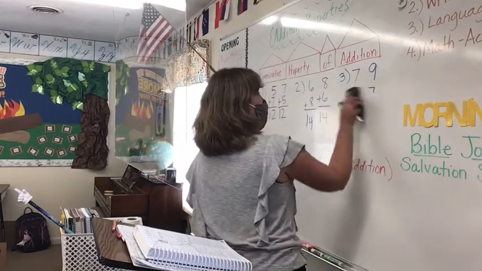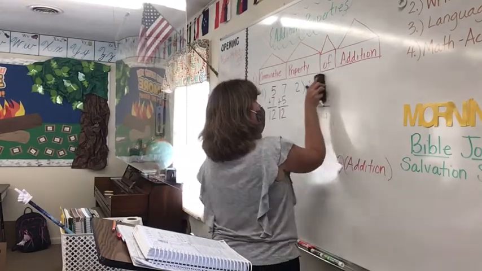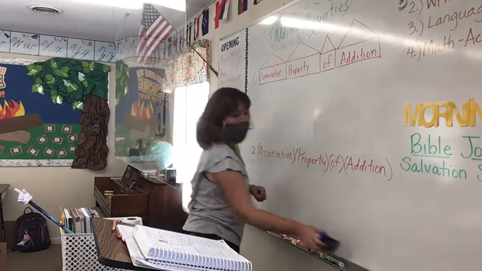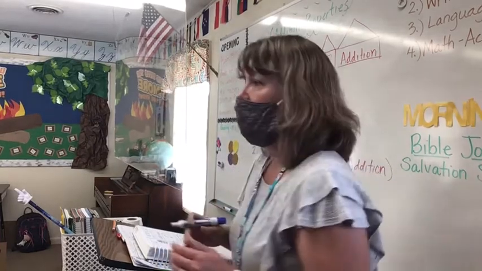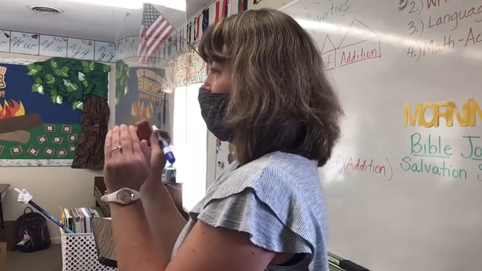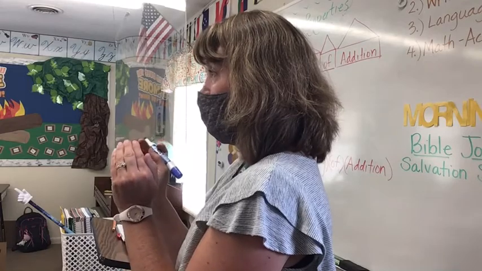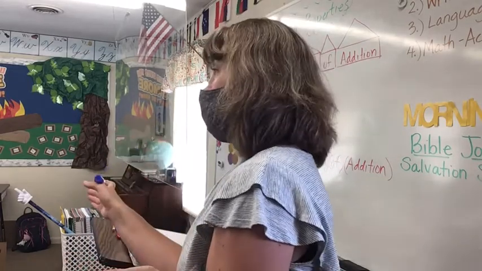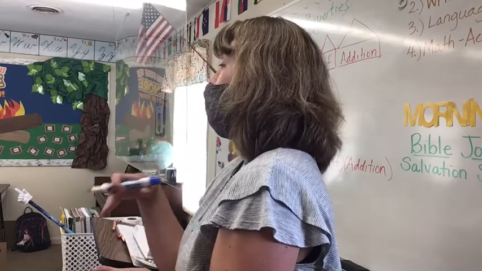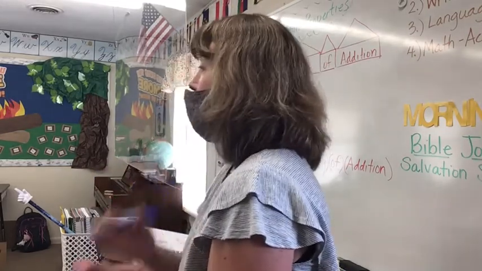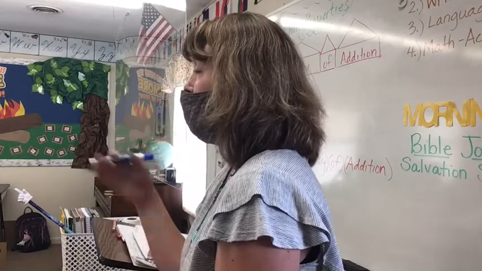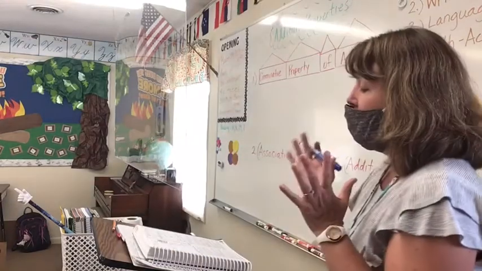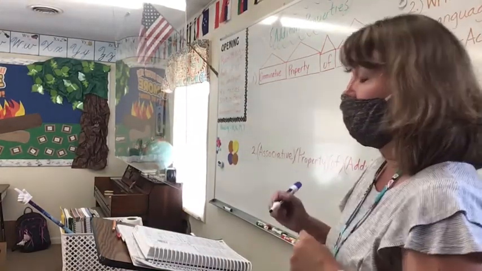Okay, so actually something I didn't mention with the associative is that you want to try to make friends of numbers that equal 10. Because it's so much easier to add 10 plus another number, right? Because 10 plus 9 is 19. 10 plus 6 is 16. 10 plus 1 is 11. It's easy to go off of 10. So when you're adding, you want to try to find numbers that equal 10.